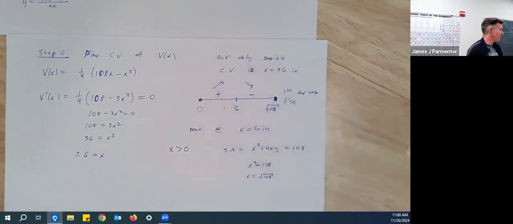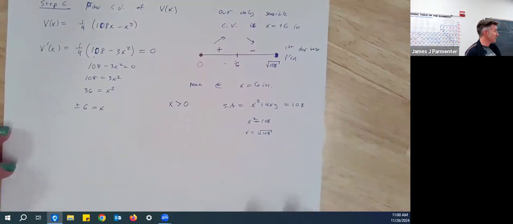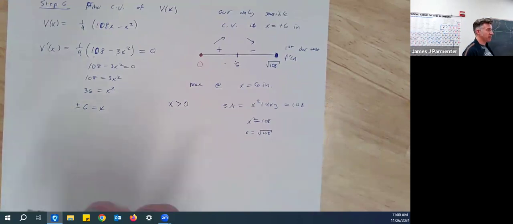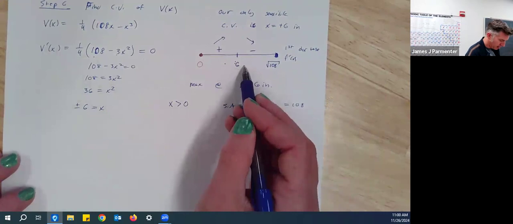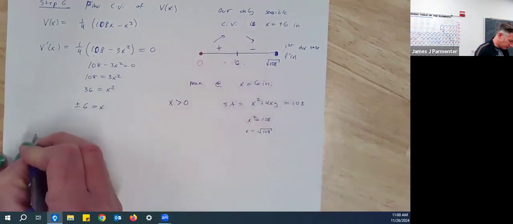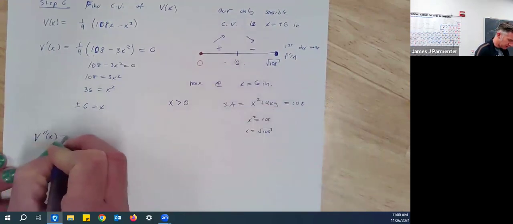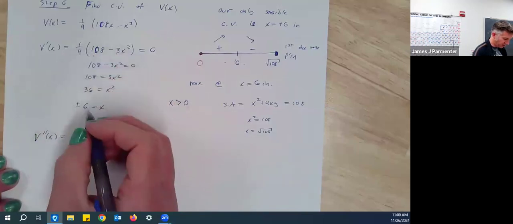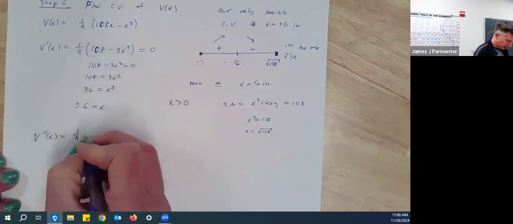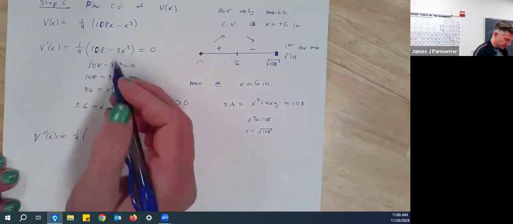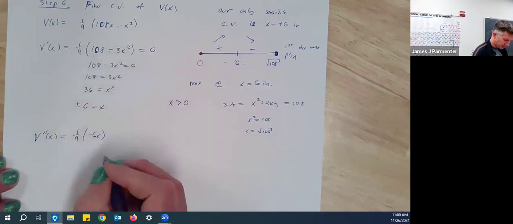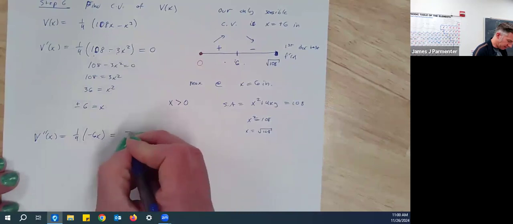It's fine and it works out fine, but people do all sorts of things. In my opinion, the superior way of doing this is to actually use the second derivative test for maxes and mins. So the second derivative test just says, great, find your critical value, take the second derivative of your function, so V double prime of x. Taking the second derivative here, the 1/4 is still going to hang out. And the derivative of 108 minus 3x squared is just negative 6x. And I guess I could simplify that. It's negative 3/2 x.